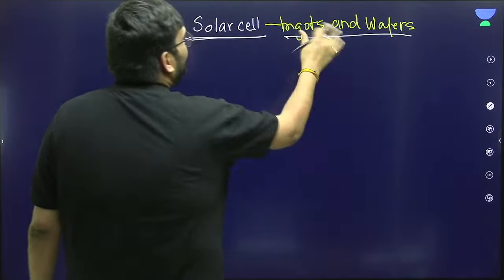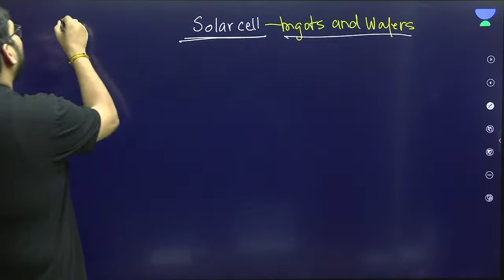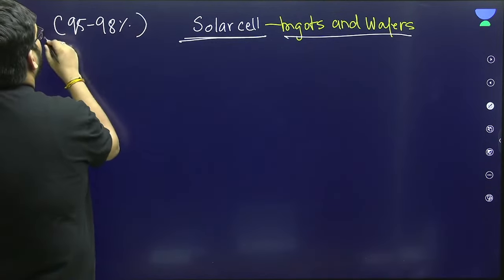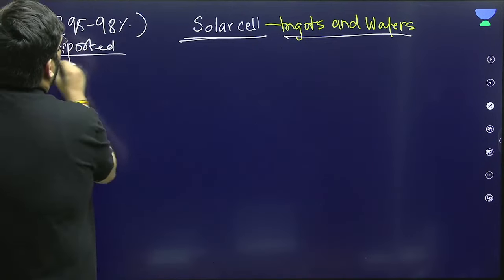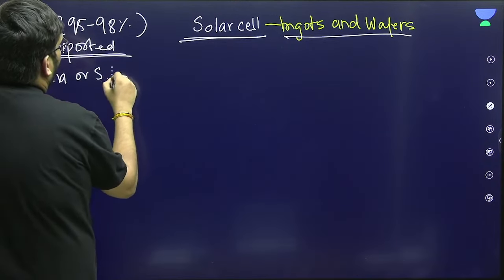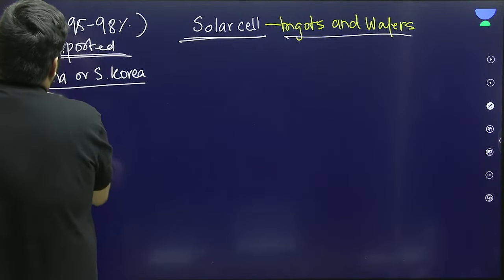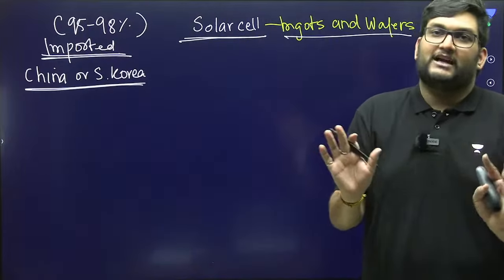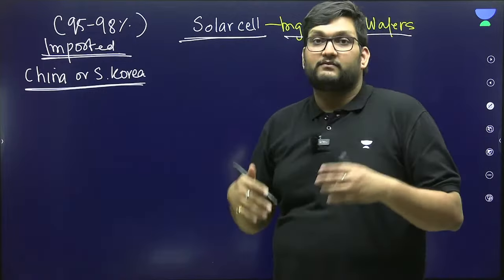Now, when it comes to solar cells, 95 to 98% of all solar cells in India are imported either from China or from South Korea or from any other country. These are the two biggest countries with semiconductor manufacturing. Solar cell, there's no chance India can, as of right now, be a threat to either of these two countries when it comes to manufacturing.